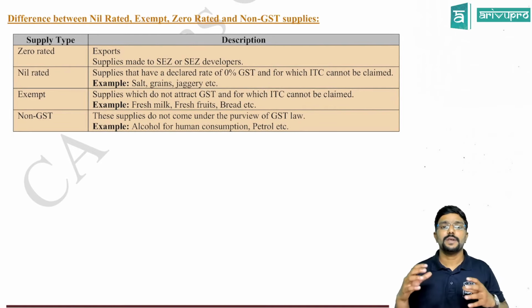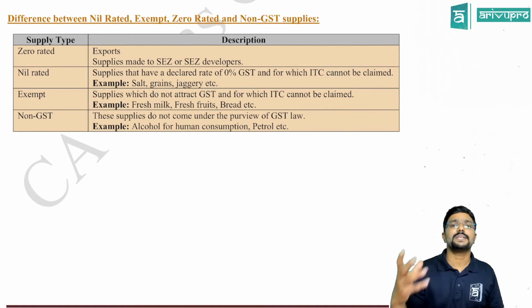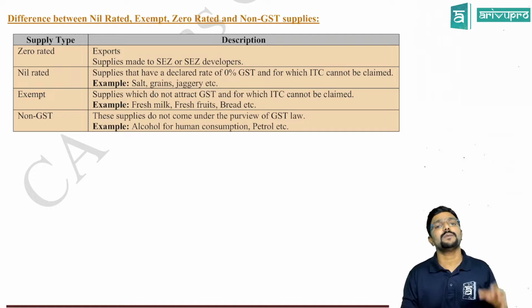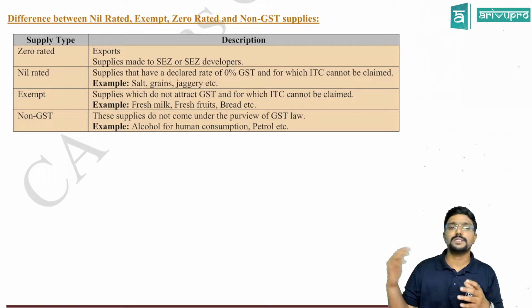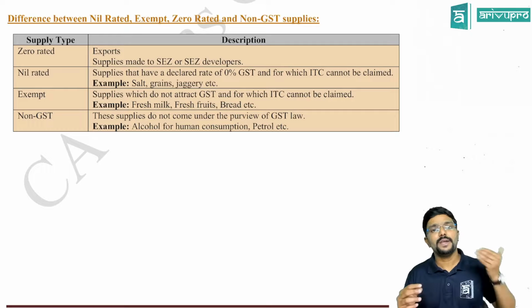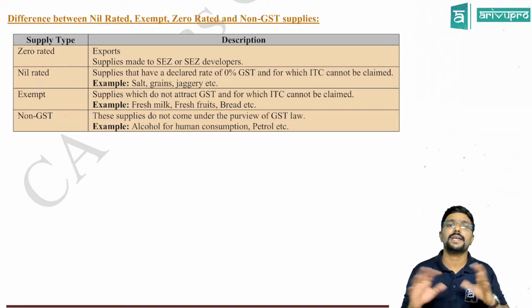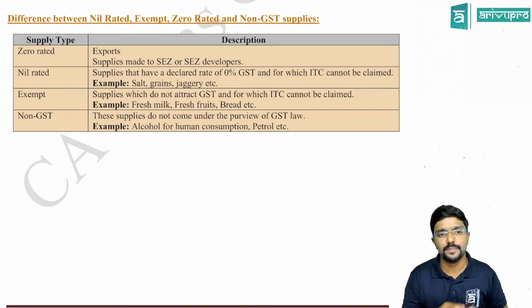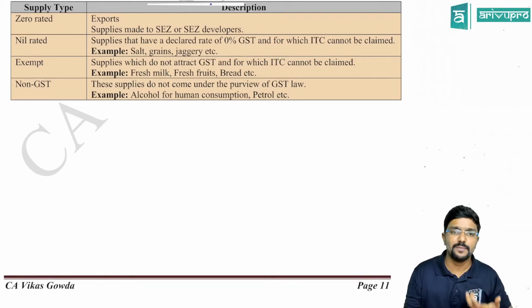Exempt supply. So exempt supply means which do not attract GST, on which GST is not applicable as on today. It has been exempt through notification or special order. And here also, if my outward supply is exempt, then on my inward supply, even though I have paid tax, I cannot claim input tax credit. Example, fresh milk, fruits, vegetables or bread, etc.